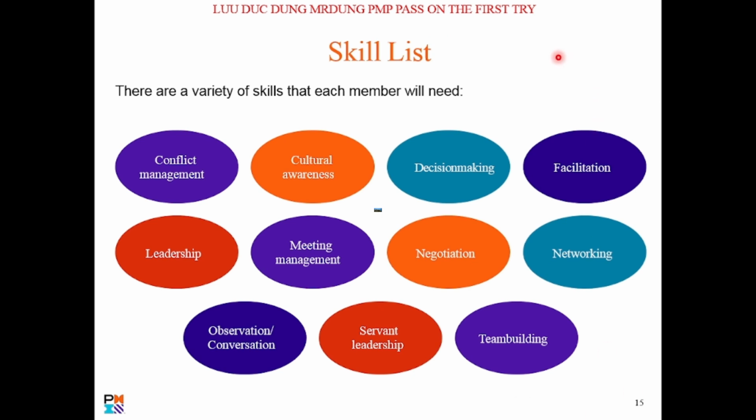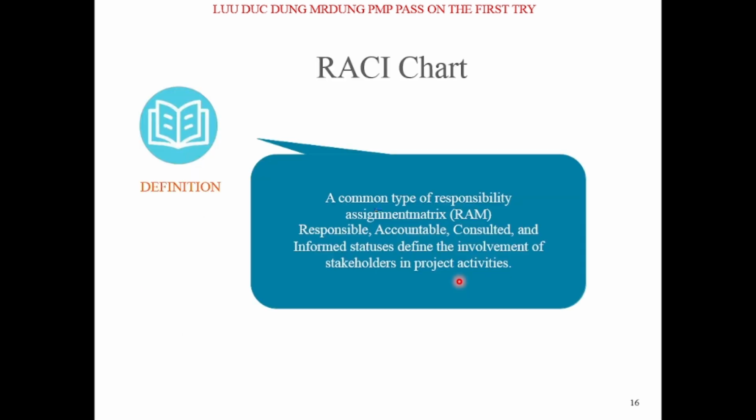The skill list. The variety of skills that each member will need. First of all, conflict management, culture awareness, decision making, facilitation, leadership, meeting management, negotiation, networking, observation, conversation, servant leadership, or team building.